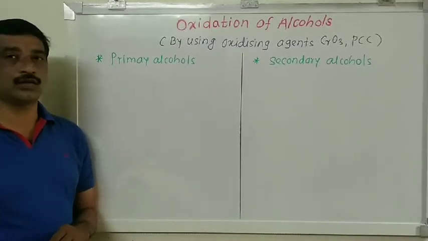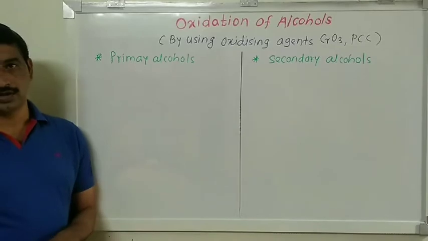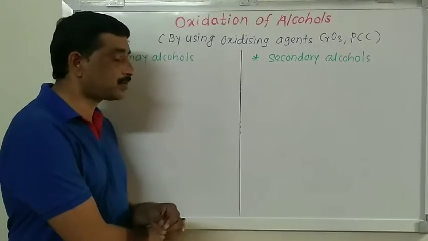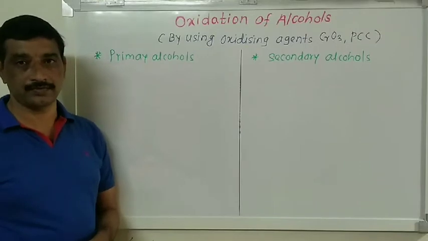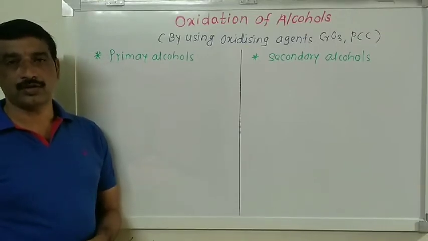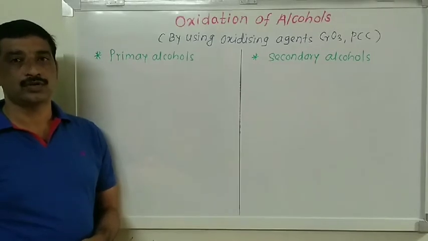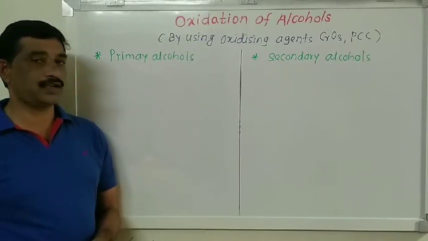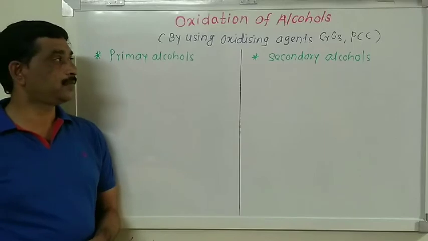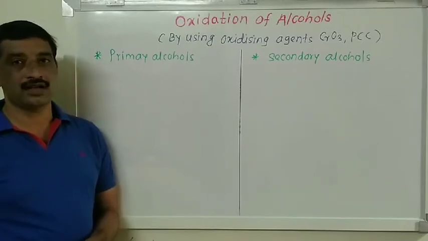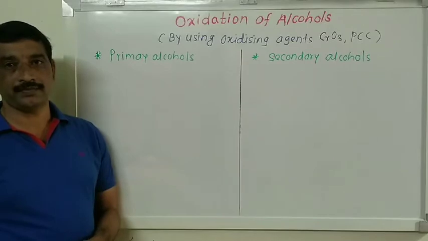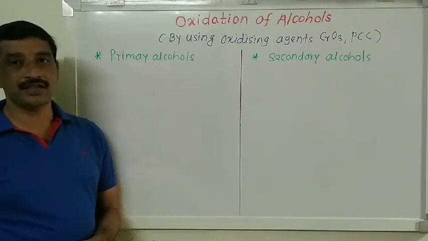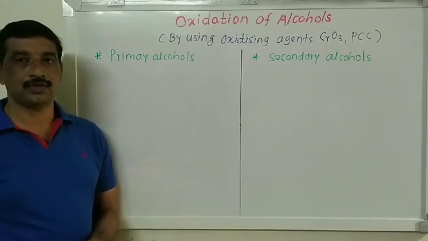The next chemical reaction of alcohols is oxidation of alcohols. Oxidation of alcohols by using different oxidizing agents gives different products. The nature of the product depends upon which type of oxidizing agent is used. The first reaction we are going to consider uses oxidizing agents like chromium anhydride, that is CrO3, and PCC, which is known as pyridinium chlorochromate. So these are the oxidizing agents.